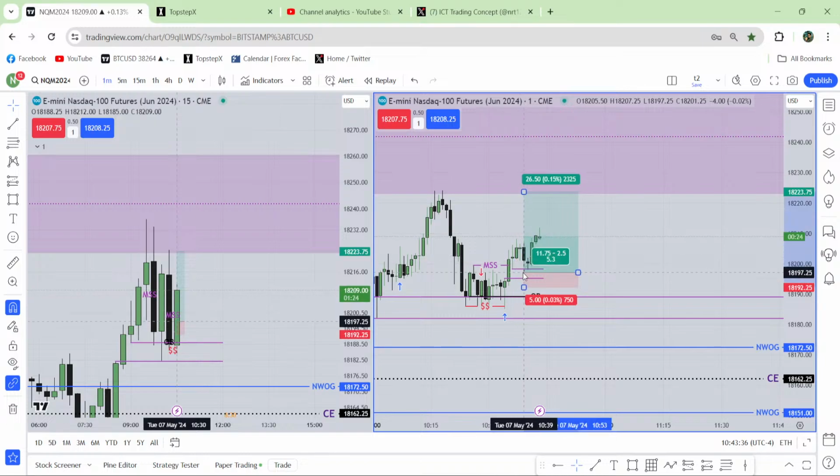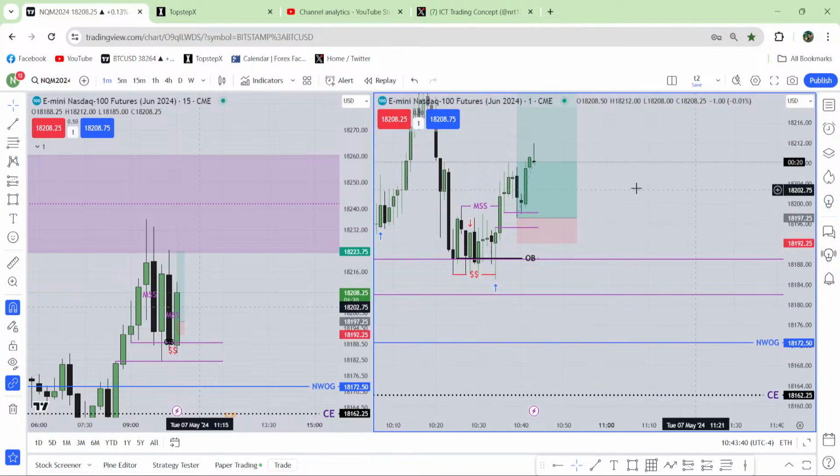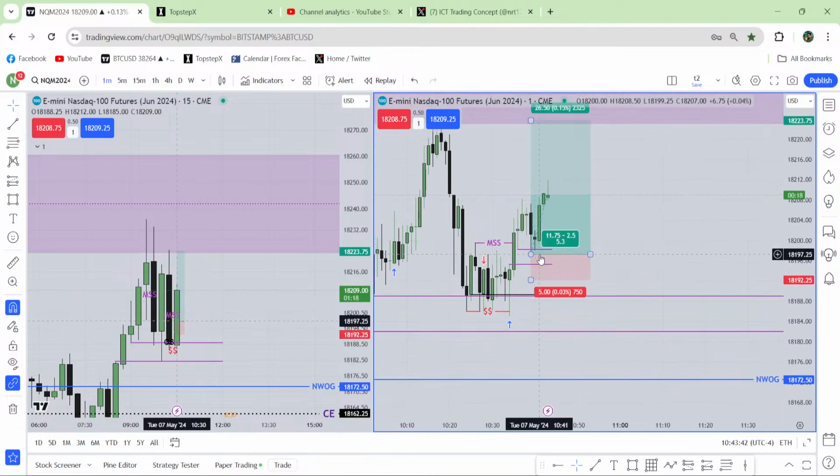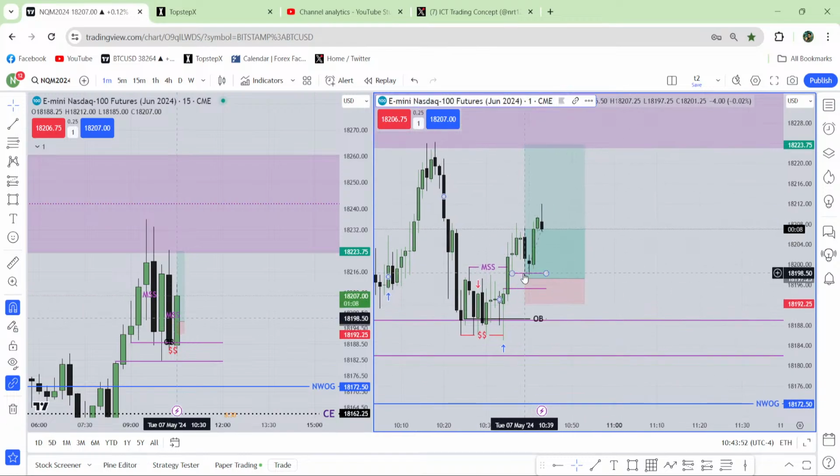So it has taken three candles to reach over here. What I was talking about: after making the fair value gap, how many candles did it take to reach that fair value gap? One, two, three. The third candle has traded this fair value gap. So you took that entry over here.